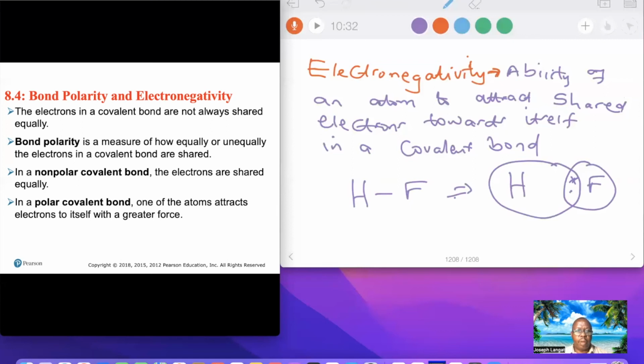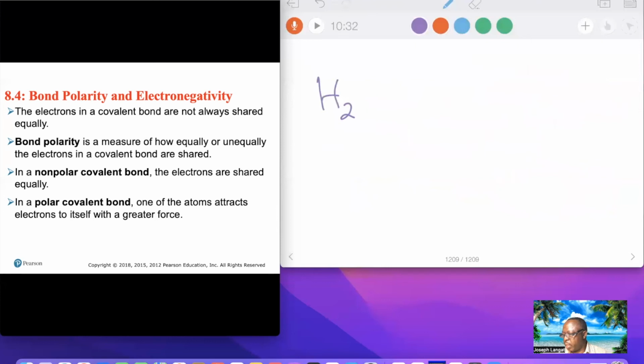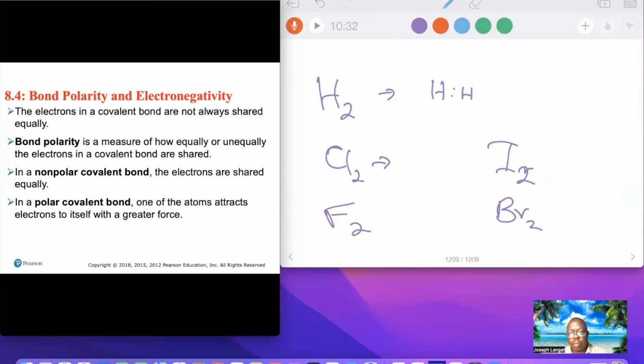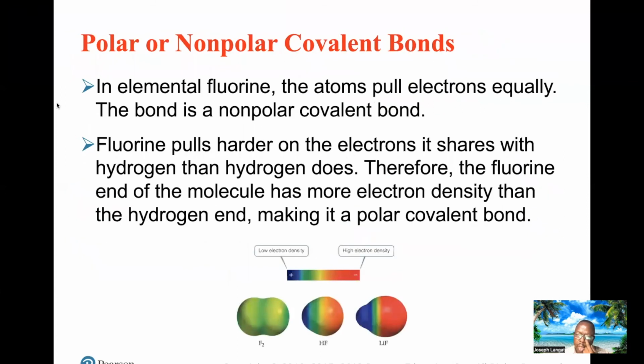Or a non-polar covalent bond when there is equal sharing. For example, hydrogen gas, they will share equally. Chlorine gas, fluorine gas, iodine I2 or Br2, even oxygen O2, there is equal sharing. In a polar covalent bond, one atom attracts electrons toward itself because of electronegativity. We'll see that in a moment, and it is one of the trends you should remember.